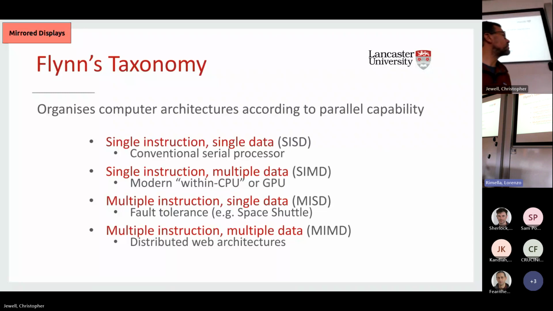This is a really interesting one here. Multiple instructions, single data. What the hell is that? I've got one piece of data, an atomic scalar, and I'm using 2 instructions on it at the same time. Why would I want to do that?